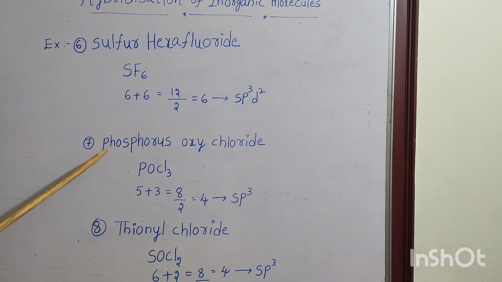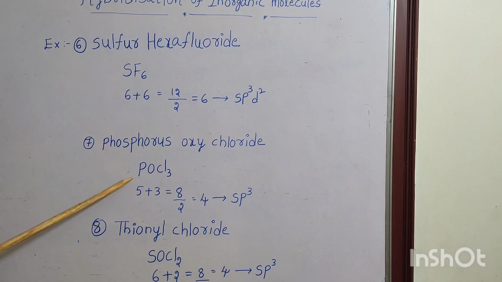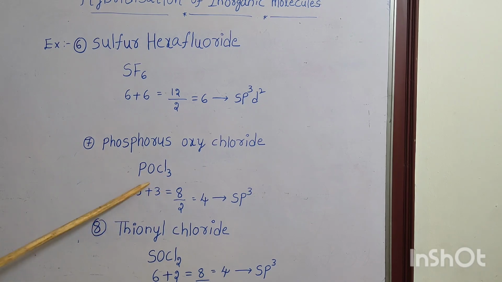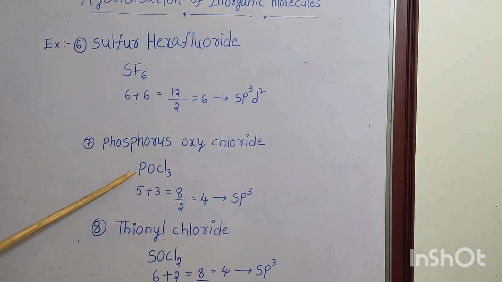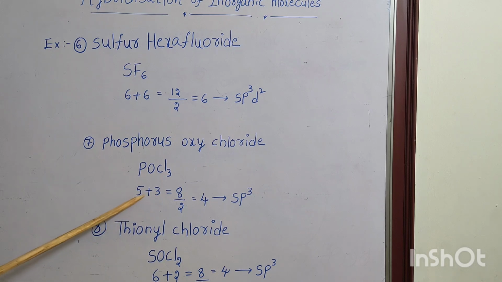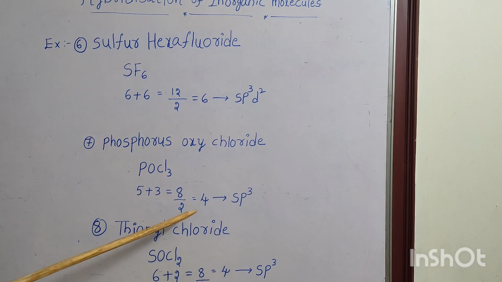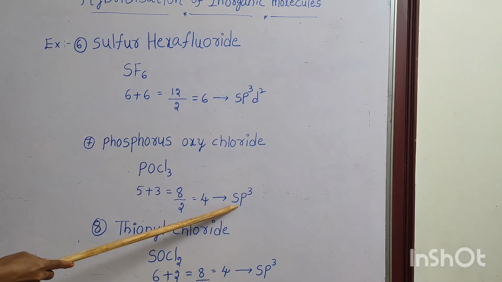Next example, phosphorus oxychloride. In this molecule, phosphorus is the central atom. Phosphorus belongs to 5A group element. So valence is 5 plus 3 chlorine atoms. Observe, the oxygen valency is not considered. Why? Because oxygen is a divalent atom, so we neglect the oxygen valency. That's why phosphorus valency 5 plus only chlorine 3. So 5 plus 3, 8 by 2. We get the quotient 4, so sp3 hybridization.